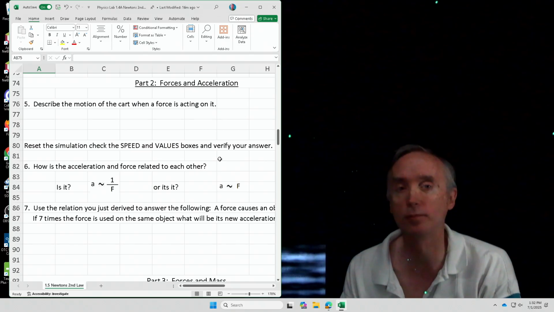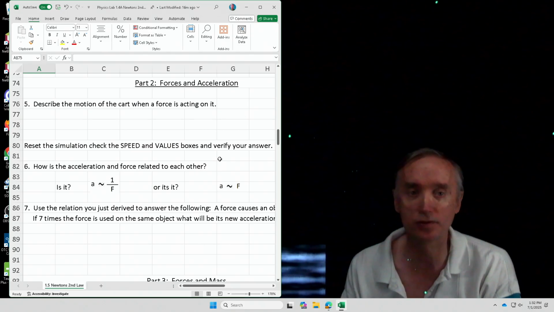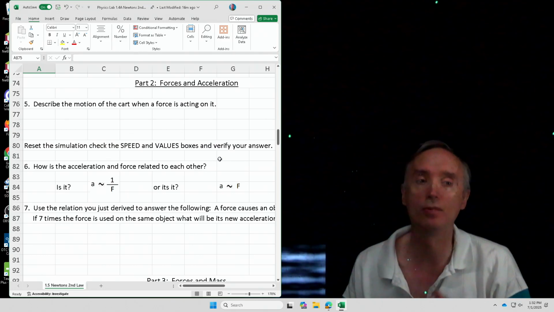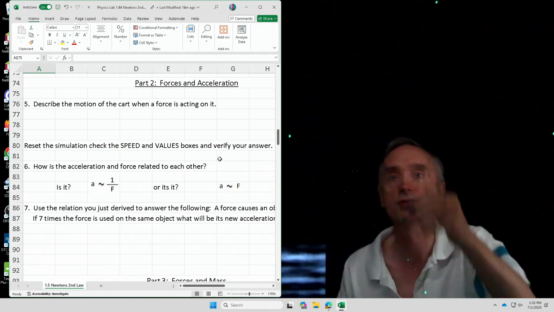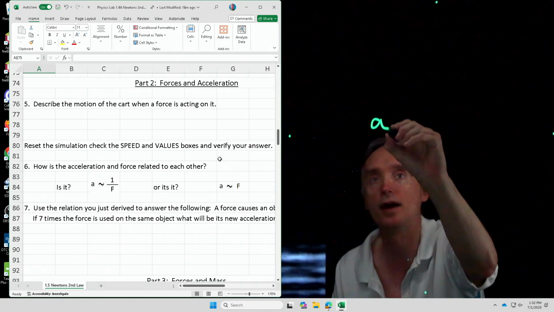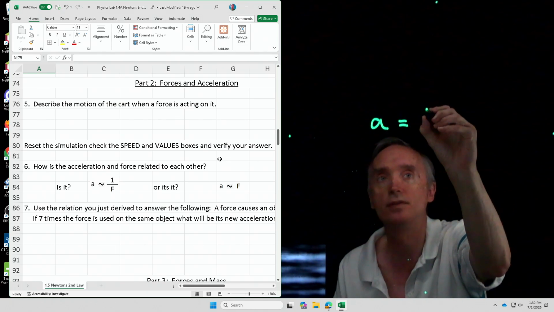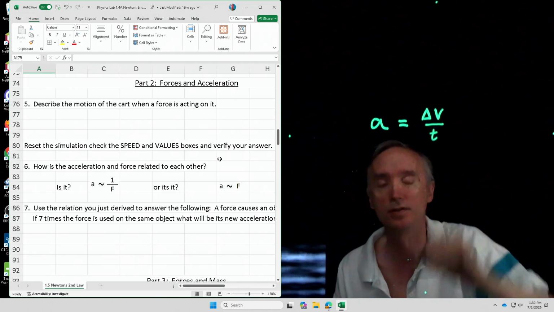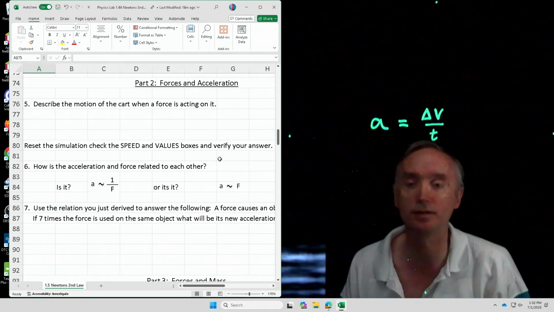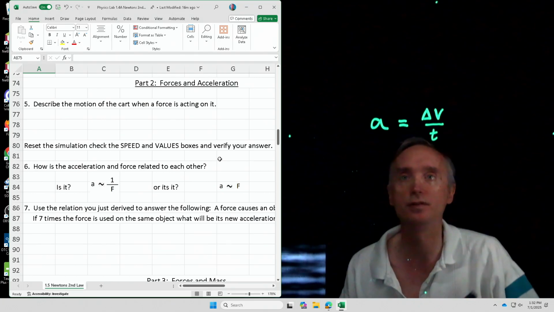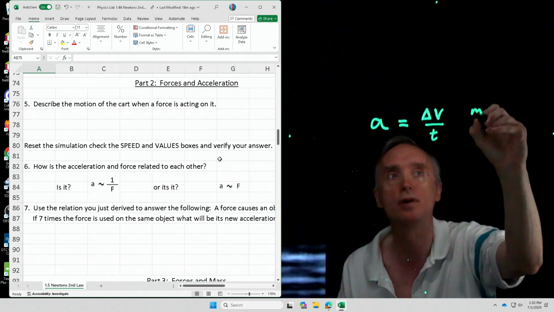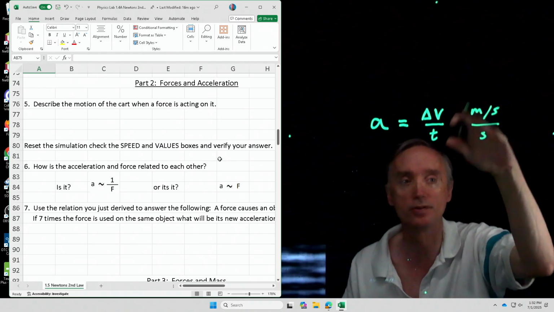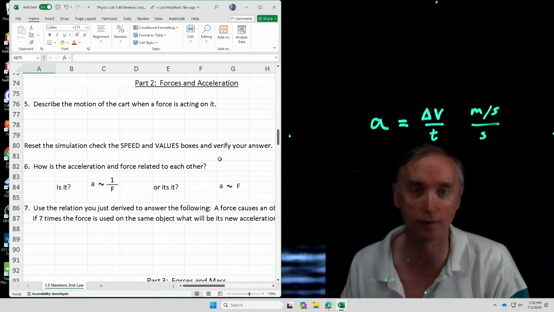I'm back, and now we're going to be doing part 2 of the lab, which is forces and acceleration. So before we get started, let's talk about what is acceleration. Acceleration is given by the letter A, and it's defined to be the change in the speed of an object over time. So if the speed is changing, it is accelerating. And then the units are going to be meters per second, but you could put that all together and just say that it's meters per second squared.